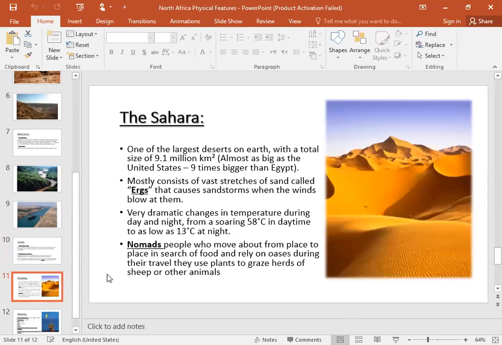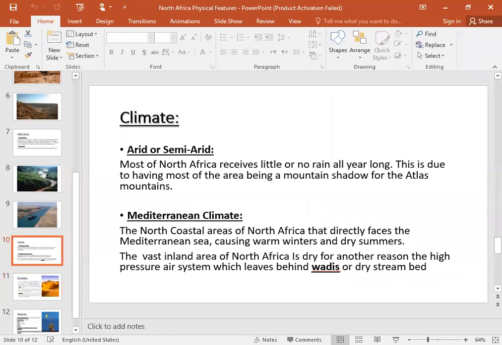Okay, look here. This is the Sahara, so it has no rain or little rain. And we said the area facing the Mediterranean has a warm winter and a dry summer. And the last one is the inland, which means the land in Africa generally has another high pressure air system, which leaves behind wadi, which is a dry stream. Okay. So we have a variety of climate. We have 3 different kinds of climate.